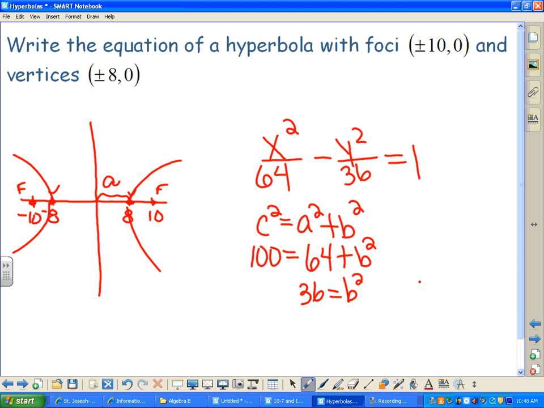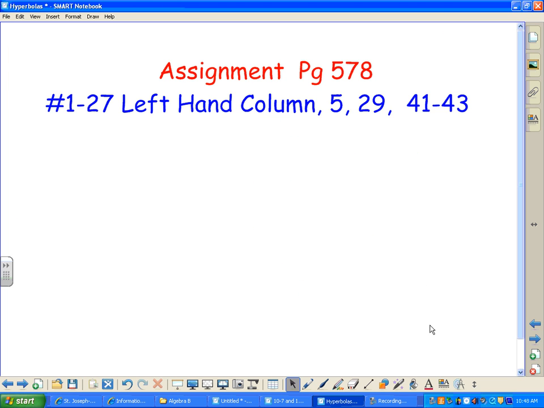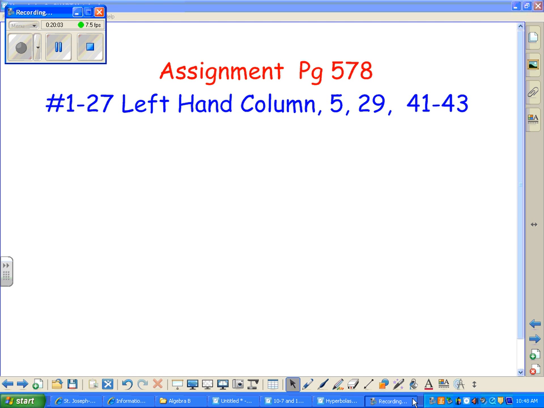Okay, I can either do one more example or you can start your assignment. I'm going to let you start your assignment and see if you have any questions. Okay. So here it is, 1 through 27, the left-hand column, and 5, 29, and 41 through 43.